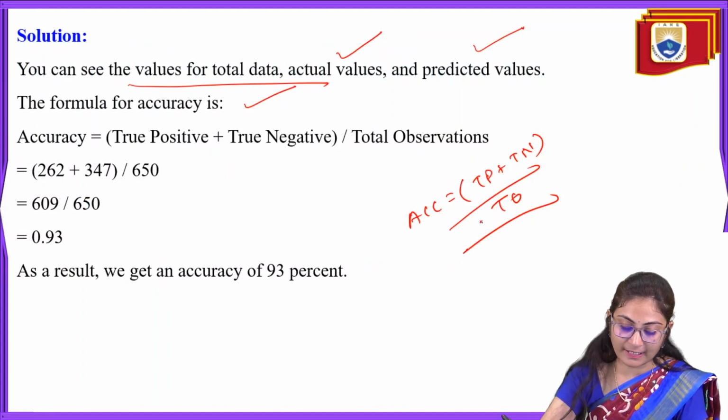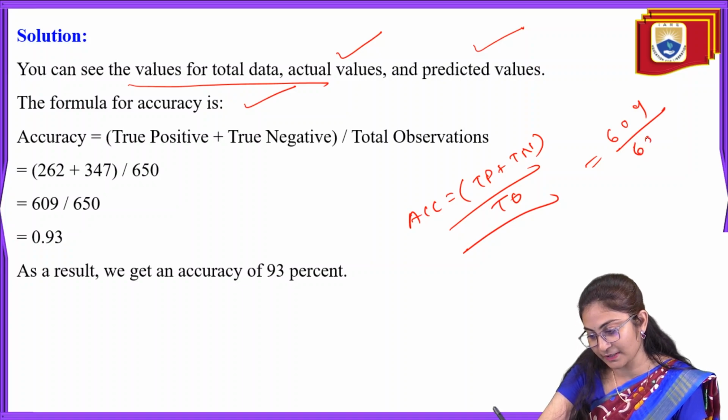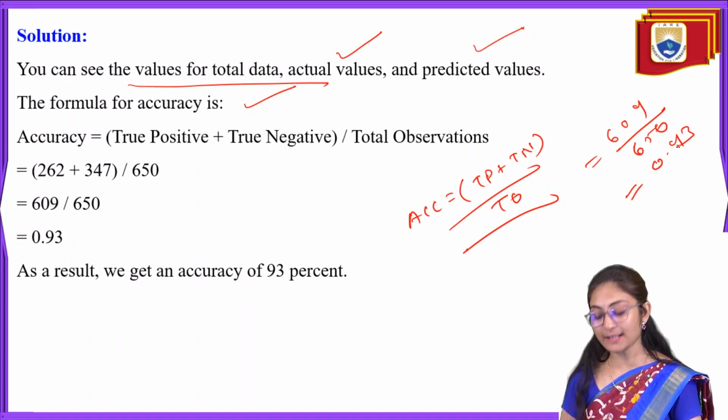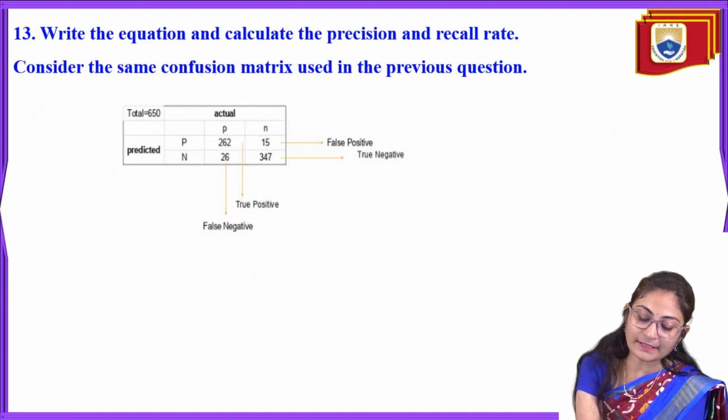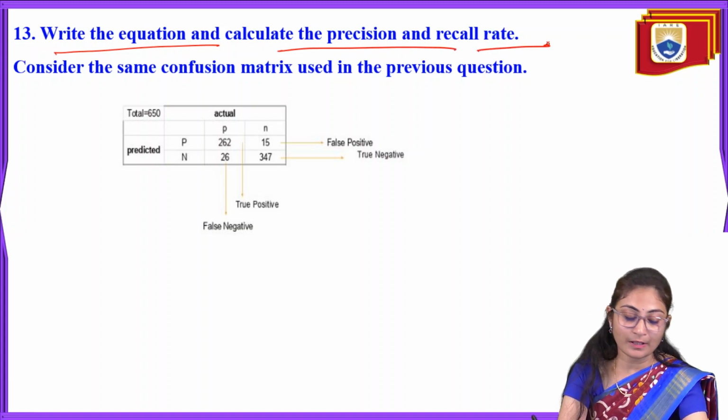And after that, you will get 609 divided by 650, which is 0.93. So we get the accuracy of 93%. Now write the equation and calculate the precision and recall rate.